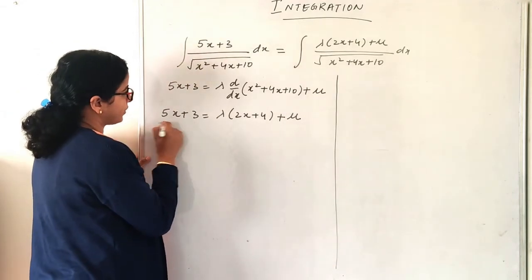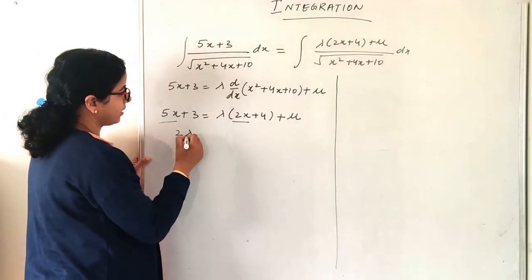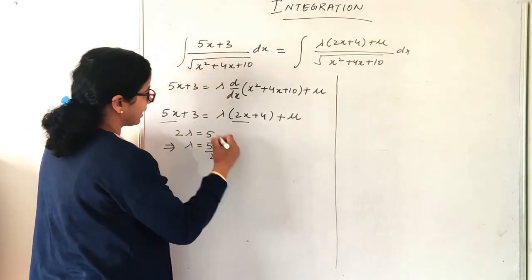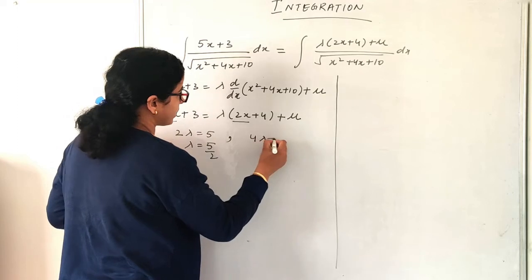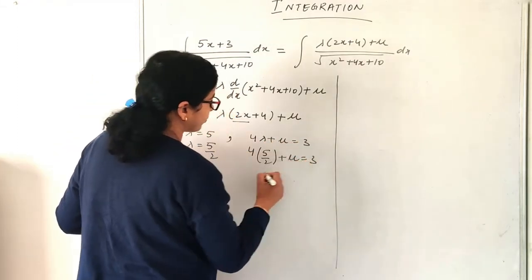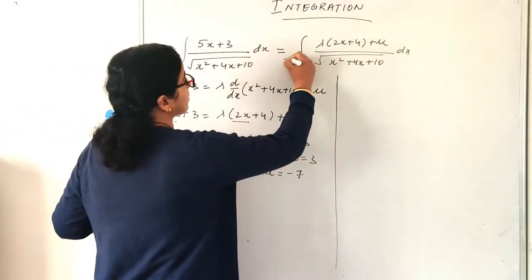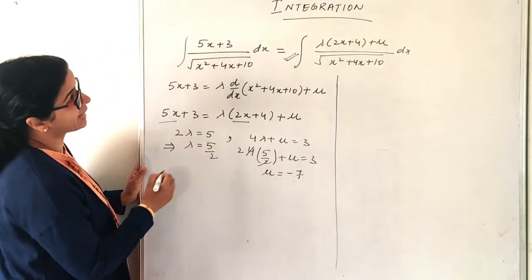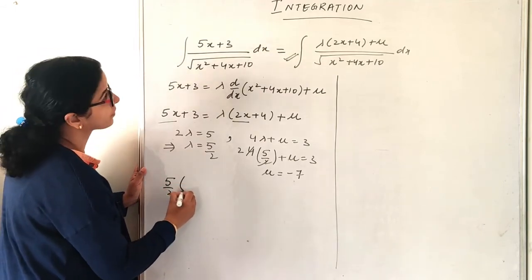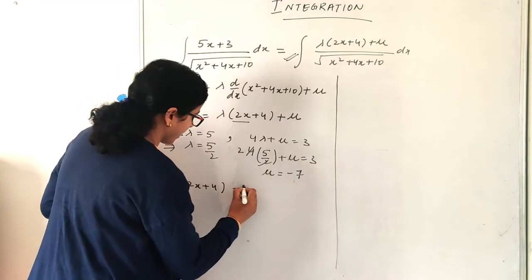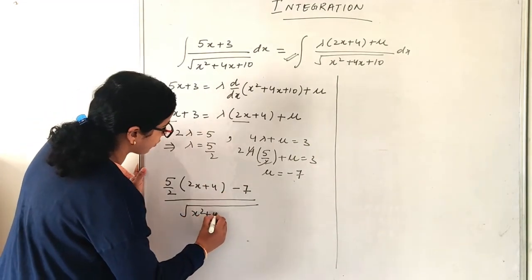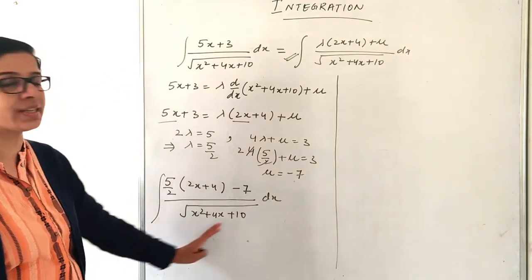Now we will compare the coefficients. So 2 lambda equals to 5. This implies lambda equals to 5 by 2. Next is 4 lambda plus mu equals to 3. Substitute the value of lambda and get the value of mu, minus 7. Substitute here the value of lambda and mu and separate the integrals directly. So it will become 5 by 2 into 2x plus 4, minus 7, upon root x square plus 4x plus 10. Now we will separately solve them.